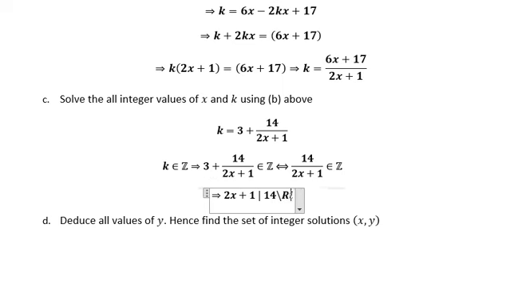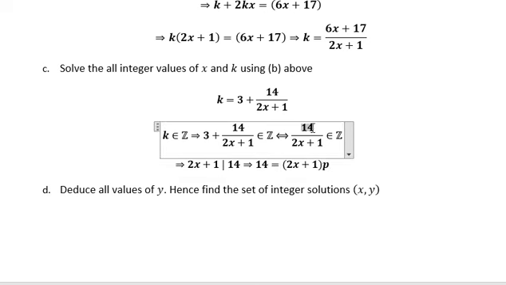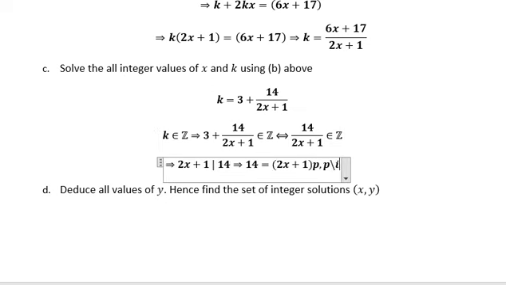In other words, we are trying to say that 14 is equal to a multiple of 2x plus 1, maybe the multiple is p. So if you replace the 14 here with 2x plus 1 times p, and we divide by 2x plus 1, the 2x plus 1 cancel, and we have p, which is an integer. So p here is an integer.